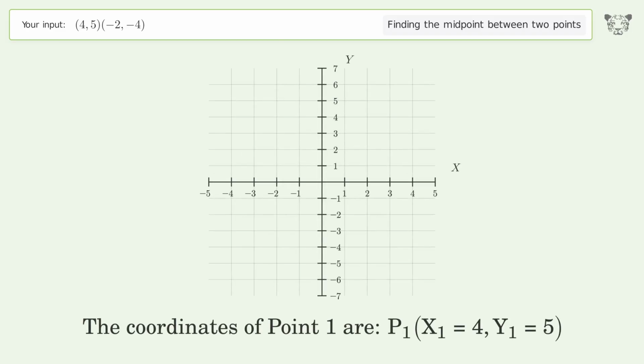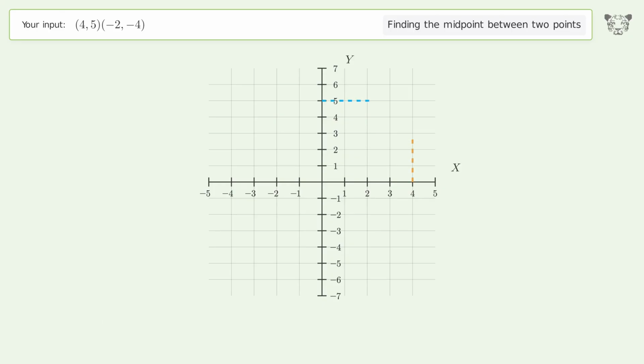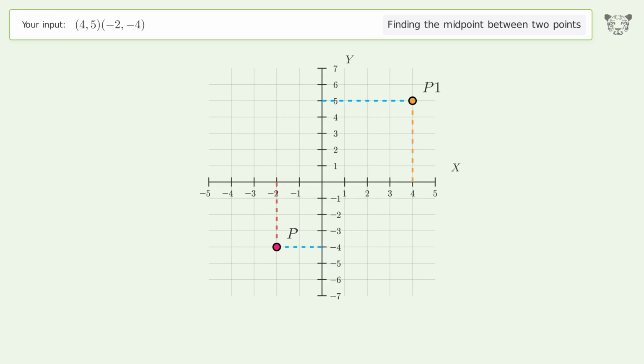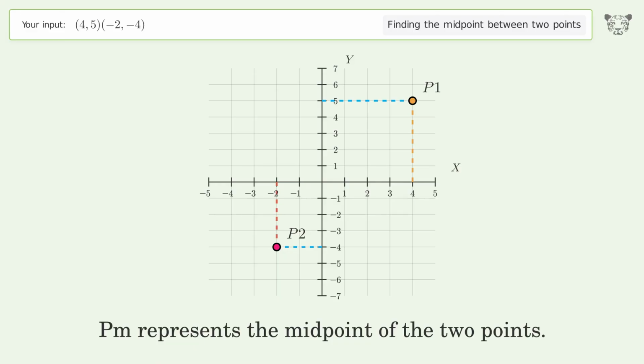The coordinates of point 1 are x1 equals 4, y1 equals 5. The coordinates of point 2 are x2 equals -2, y2 equals -4. PM represents the midpoint of the 2 points.